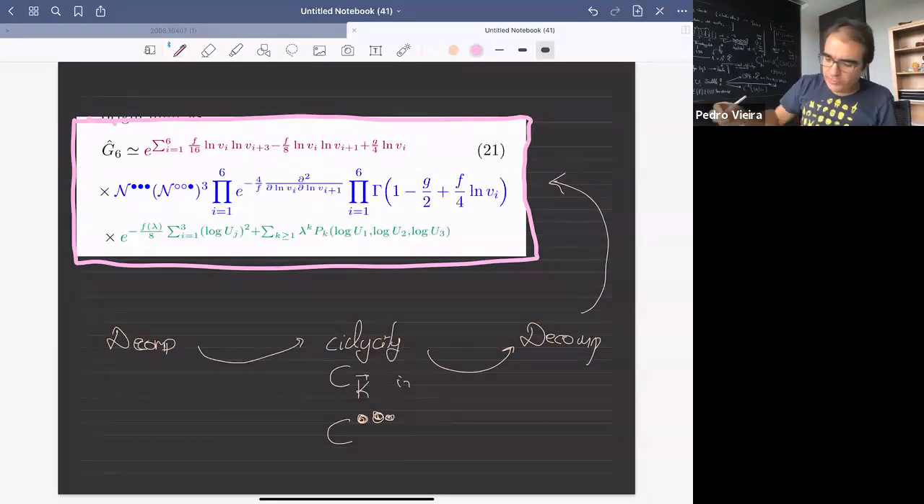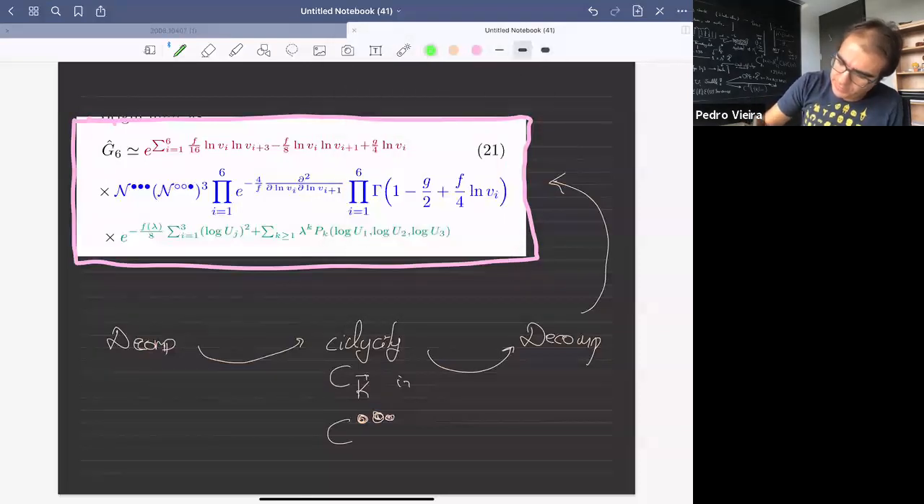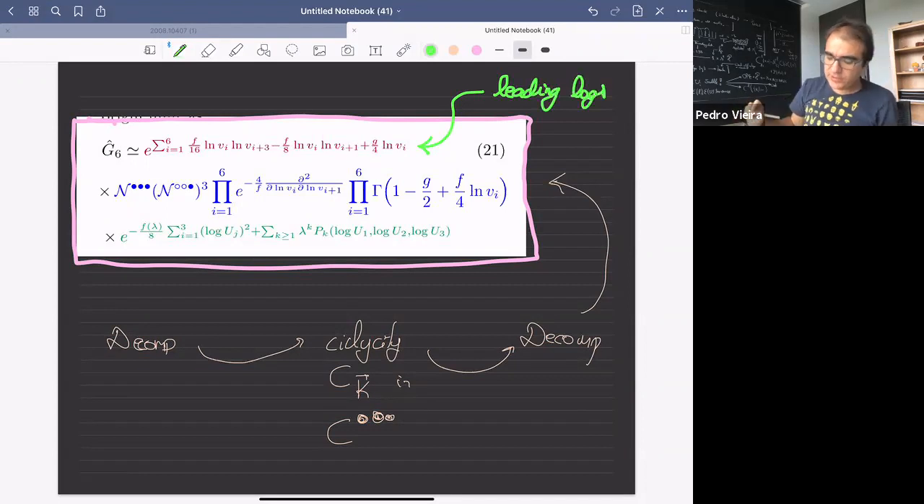So this has 3 terms, as indicated by the 3 lines. So let's see what these are. There is one term which is what we would call the leading divergent part. So we can call them leading logs. This is just a function of the VIs that go to 0, the cross ratios that go to 0. And it's divergent as the cross ratios go to 0.